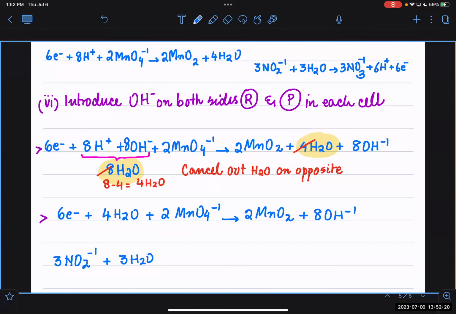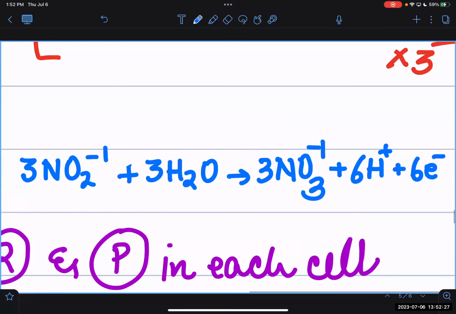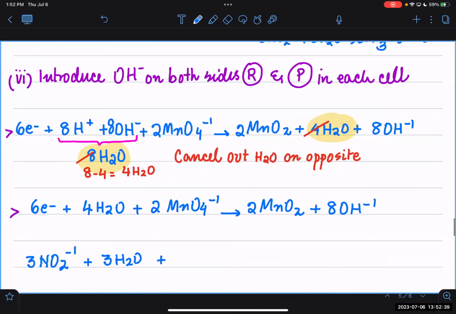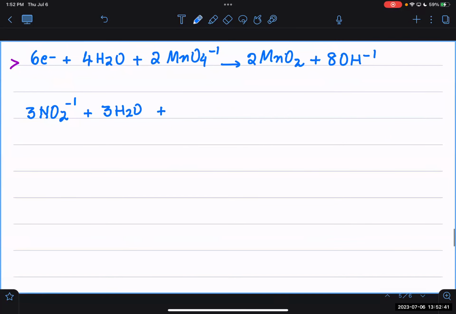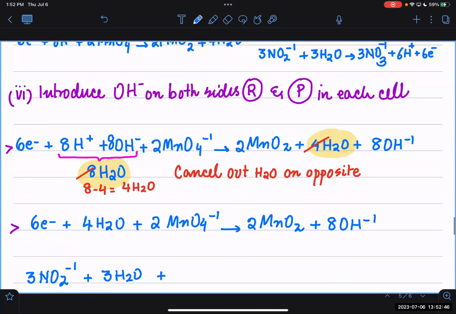3 H2O plus, okay, on this side, how many hydrogen ions are there? How many hydrogen ions on this one? 6. So how many OH ions will you add? 6. Simple. Okay, now let's just focus on this one. So let me write this down.